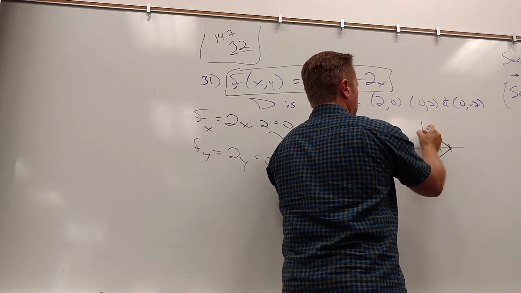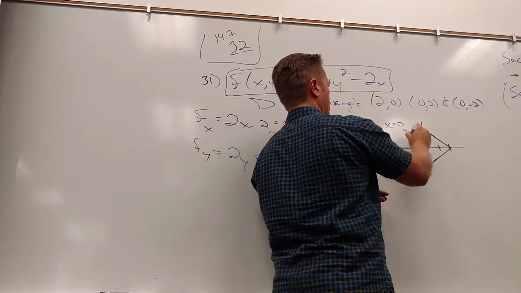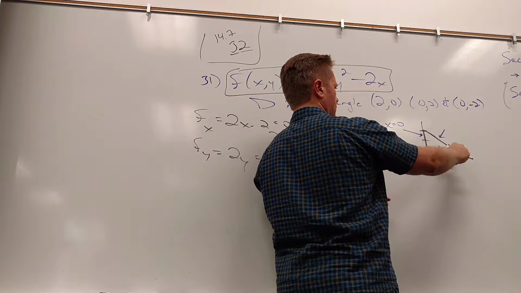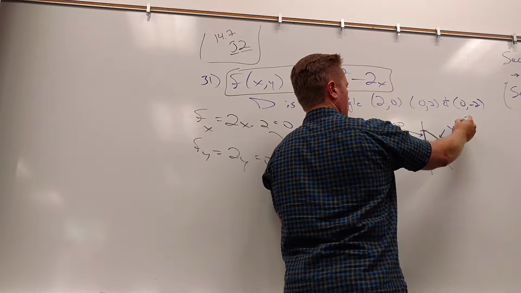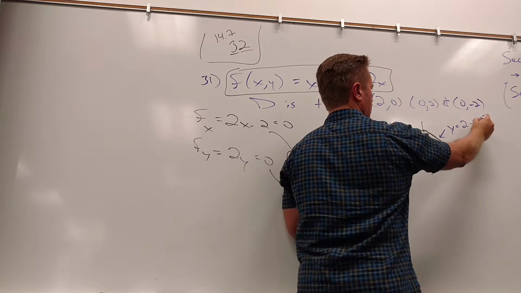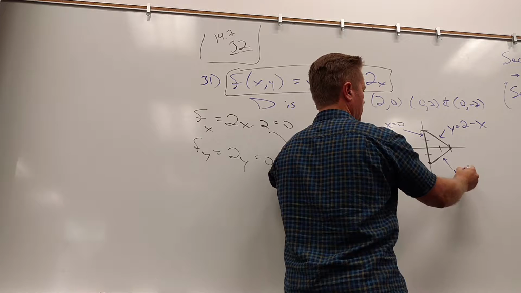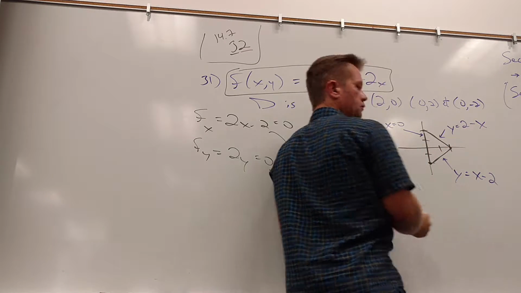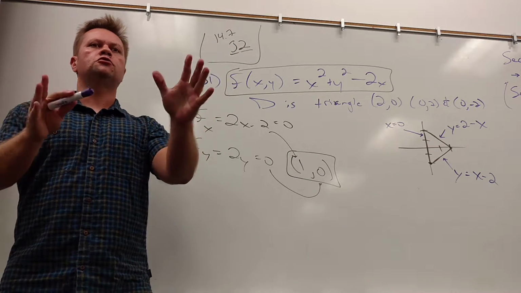Can somebody help me out? What's the equation for this? X equals 0. What's the equation for this? Y equals 2 minus x. And this one's going to be sort of its mirror image, y equals x minus 2. That is a huge step.